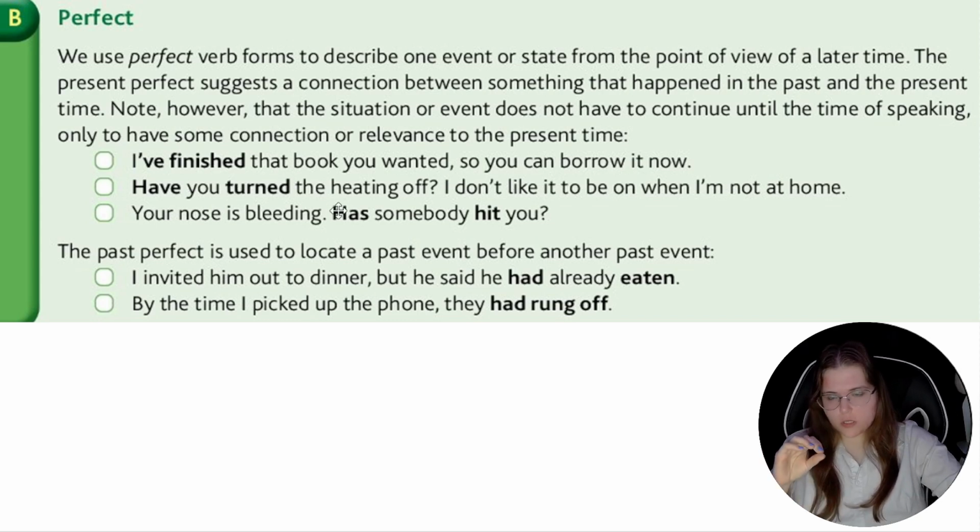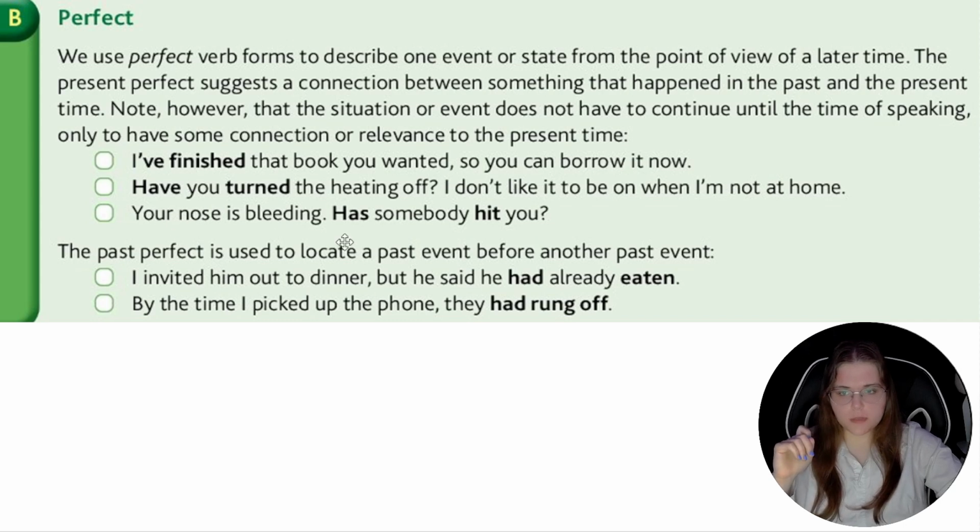Have you turned the heating off? I don't like it to be on when I am not at home. Yes, because it's very expensive. Have you turned it off? The result of it by now.